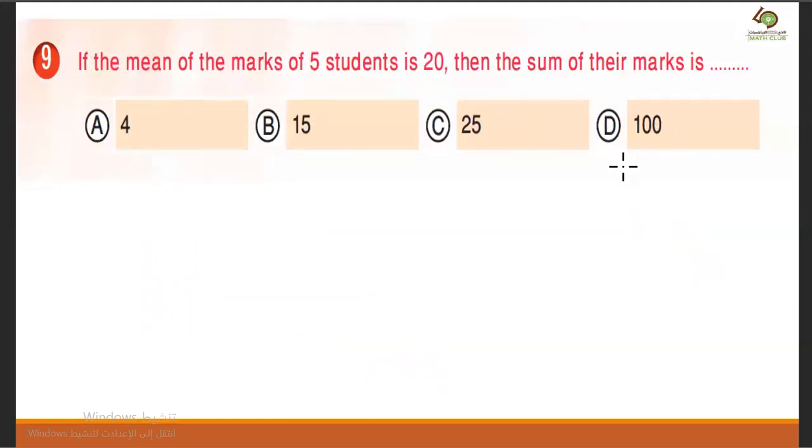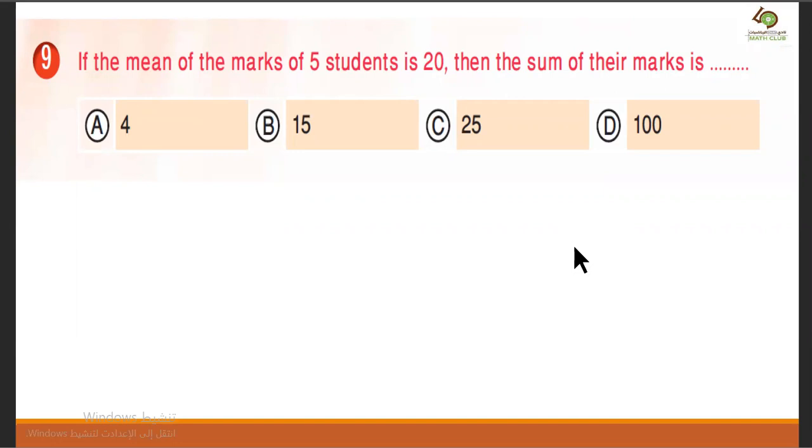Okay, now number 9. Look, number 9. If the mean of the marks of 5 students is 20, then the sum of their marks is what?